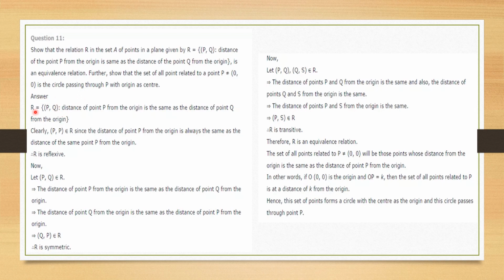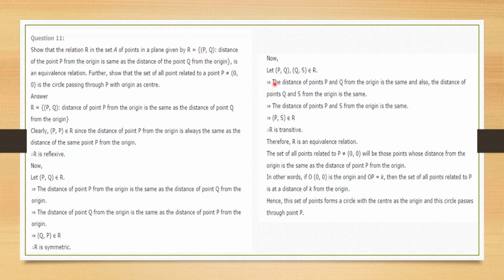R is a relation where the distance of point P from origin is the same as the distance of point Q from origin. So (P, P) belongs to R, as the distance of point P from origin is always the same as the distance of the same point from origin. So it is reflexive. Now let (P, Q) belong to R, so OP is equal to OQ. Similarly, the distance of Q from origin is the same as the distance of P from origin. So (Q, P) also belongs to R. So R is symmetric.